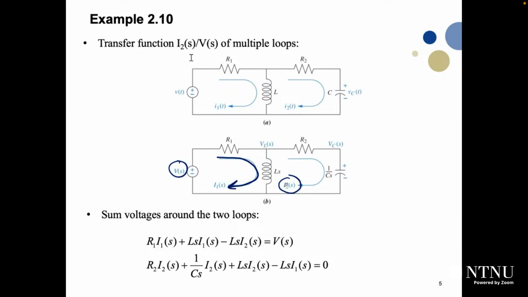And we will use Kirchhoff voltage law to write the equation of the voltage in each loop. In the first loop, V of S equals R1 multiplied by I1 plus LS multiplied by I1 minus I2. We will go to the next loop, the second loop. We need to write the equation of the voltage around this loop. So it will be R2 multiplied by I2 plus 1 divided by CS, which is the impedance of that part, multiplied by I2 plus LS multiplied by I2 minus I1. So now we have two equations. This is equation number 1. This is equation number 2.